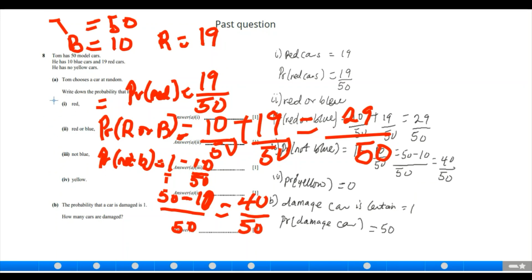Okay, now the probability that it is yellow is 0. Why? Because Tom does not have any yellow car. So the probability of yellow here is 0.